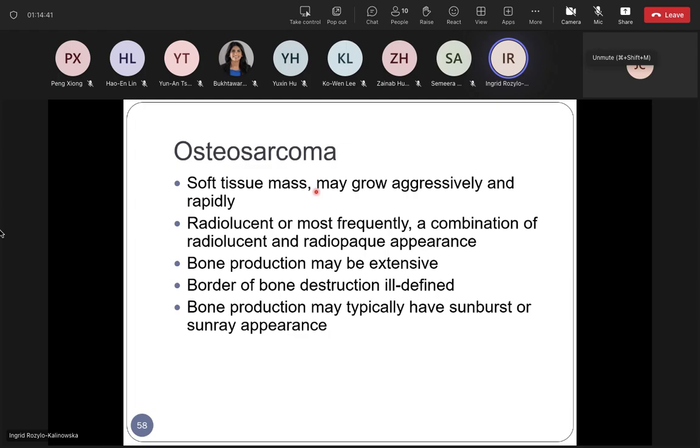The peak of occurrence of a tumor is around the 4th decade of life, and they also grow very aggressively. So there's a component of soft tissue lesion. They are radiolucent, but more commonly they are radiolucencies in the areas of bone destruction, and there's also production of new incorrect bone, of course. The destruction of a bone is ill-defined, and this tumor is related to the sunburst, sun ray appearance. So these spikes are more or less perpendicular to the surface of the bone.